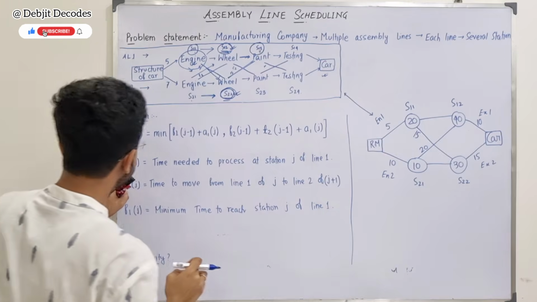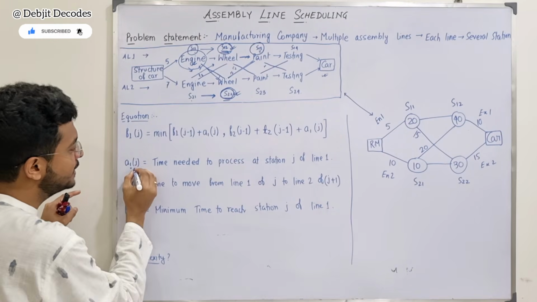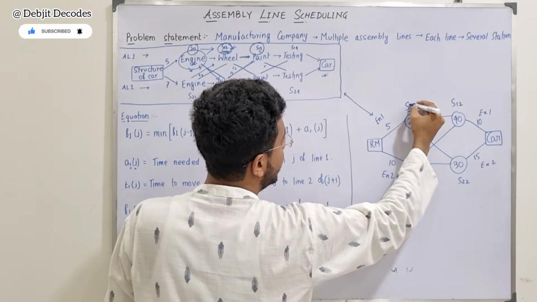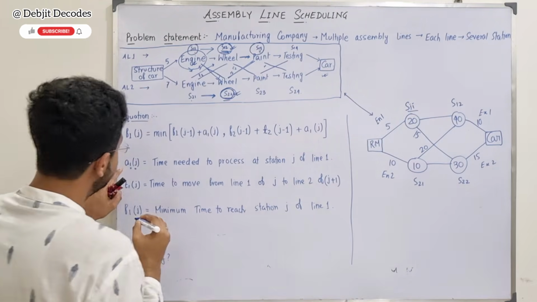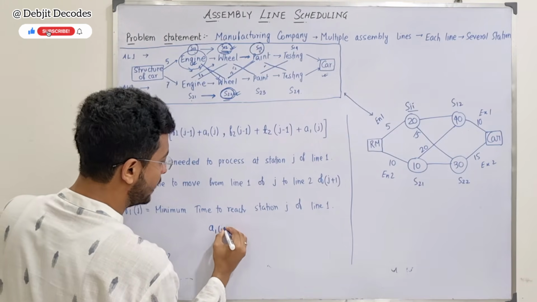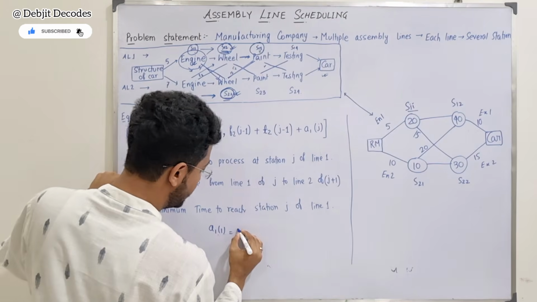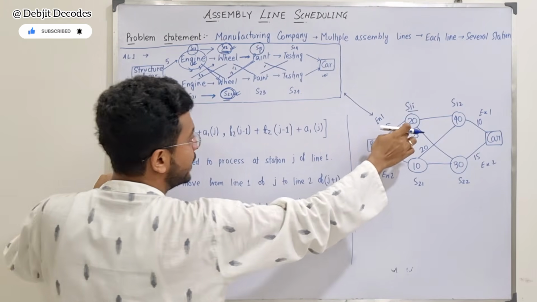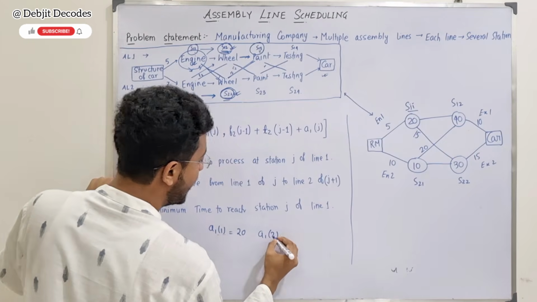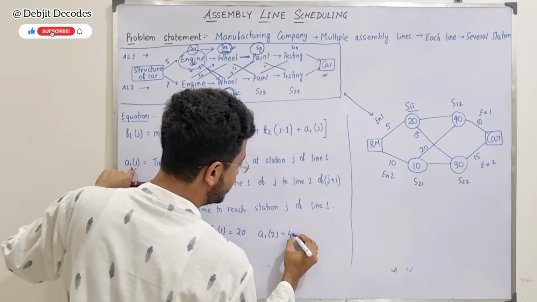So this is what it is saying: in a1 of j, the 1 stands for the assembly line number and the j stands for the station number. For example, S11 indicates assembly line 1 and station 1; here it is indicating the same thing. So we can write it out. A1 of 1, from this diagram, is 20. Now if you want to write A1 of 2, that is this one. So this is 40. What is the meaning again?